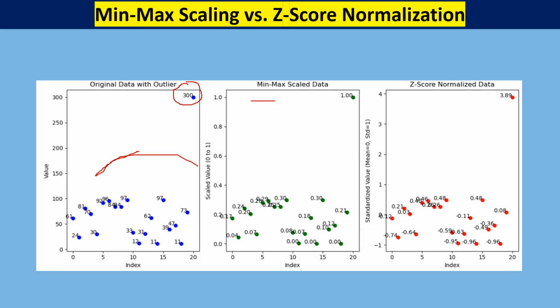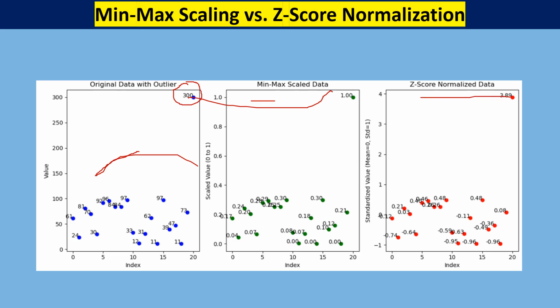Min-max scaling transforms values between 0 and 1. The smallest value, 10, becomes 0, whereas the largest value, 300, becomes 1. Key observation: the outlier of 300 is scaled to 1, while most values shrink closer to 0. This can distort the distribution because the outlier heavily influences scaling. The spacing between values is not preserved as in the original data.